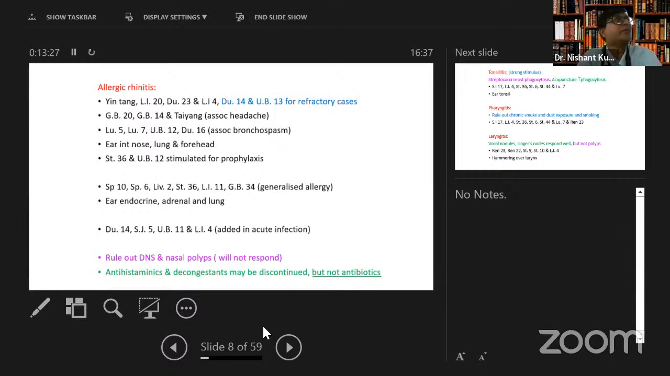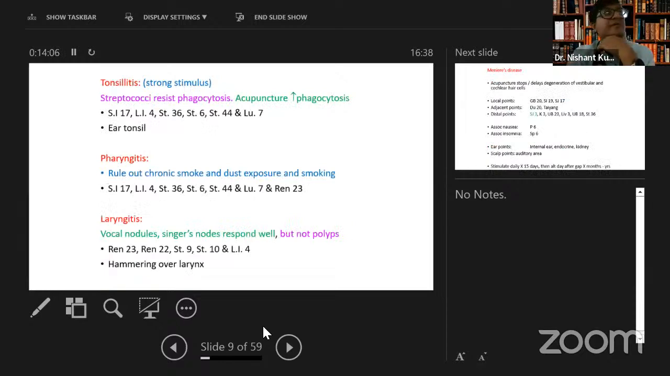Okay. However, you have to rule out your DNS and nasal polyps because, as we had said before, if there is a resectable cause or an underlying cause, unless that is removed, your acupuncture won't be that beneficial. Right? So you cannot treat acute bacterial infection with acupuncture. But yes, the response of the body can be regulated. So antihistaminics and decongestants use can be reduced or minimized. But if there's an acute infection, antibiotics may need to be given, right?